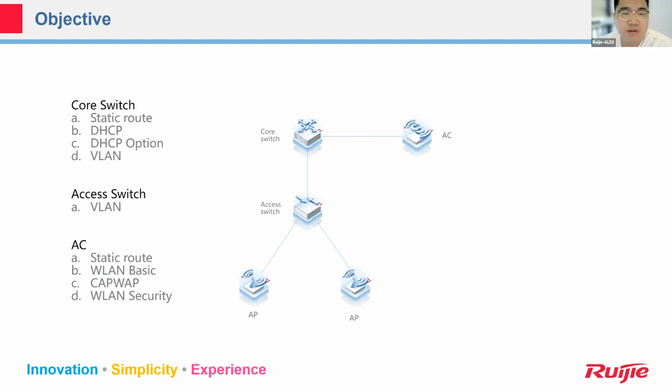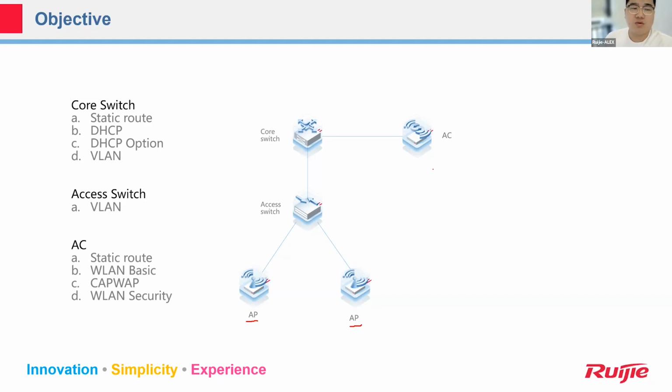And the typical network I have just mentioned is what you can see here. Even the structure is quite simple, right? We only have two switches: a core switch and an access switch. Besides that, we have two APs, AP1 and AP2, and we have an AC to manage all these APs in the network.